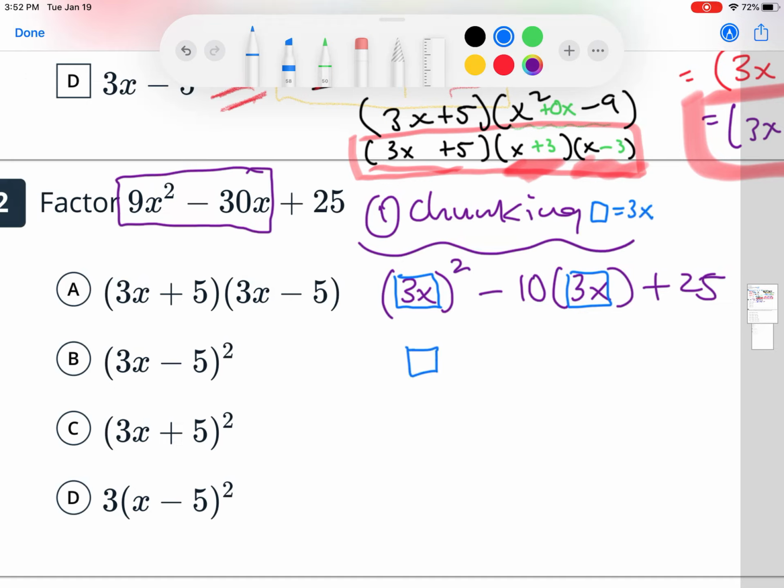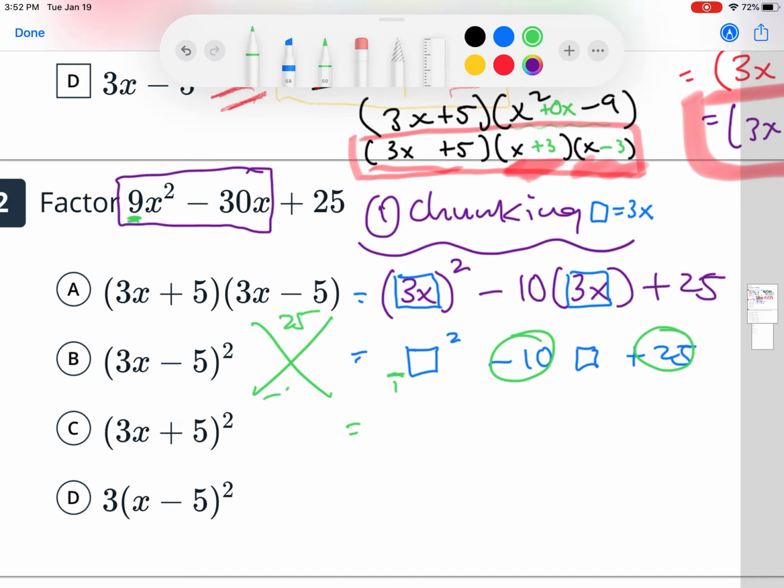So now I have the box squared minus 10 times the box plus 25. The reason why I did that is so I'm going from a value of 9 as my a value. Now my a value is just 1. So I have 1, -10, and 25. So a times c would be 25. My b value is -10.